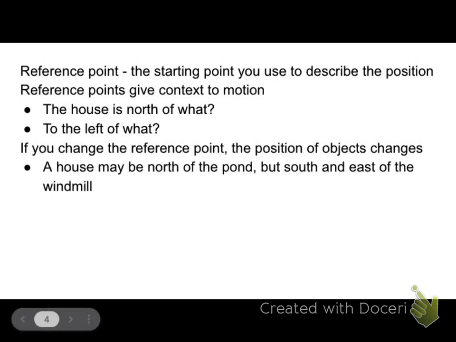House might be north of a pond, but southeast of a windmill that's on a property. So you can see how changing which object you're using as your reference point changes the position of that object.